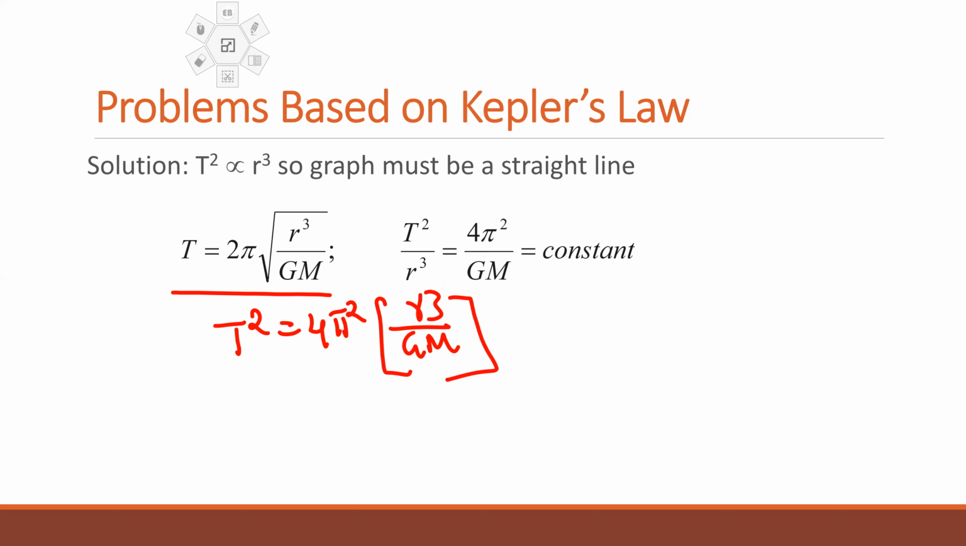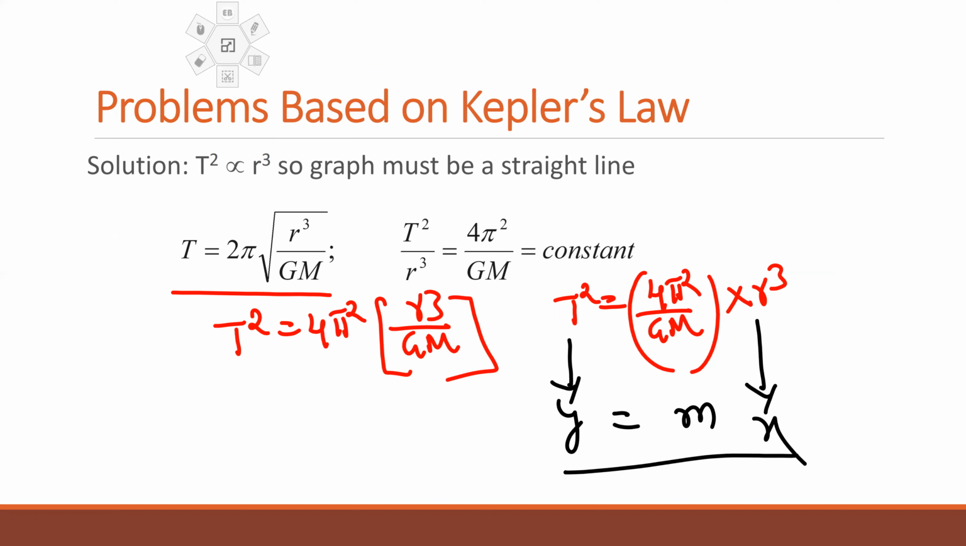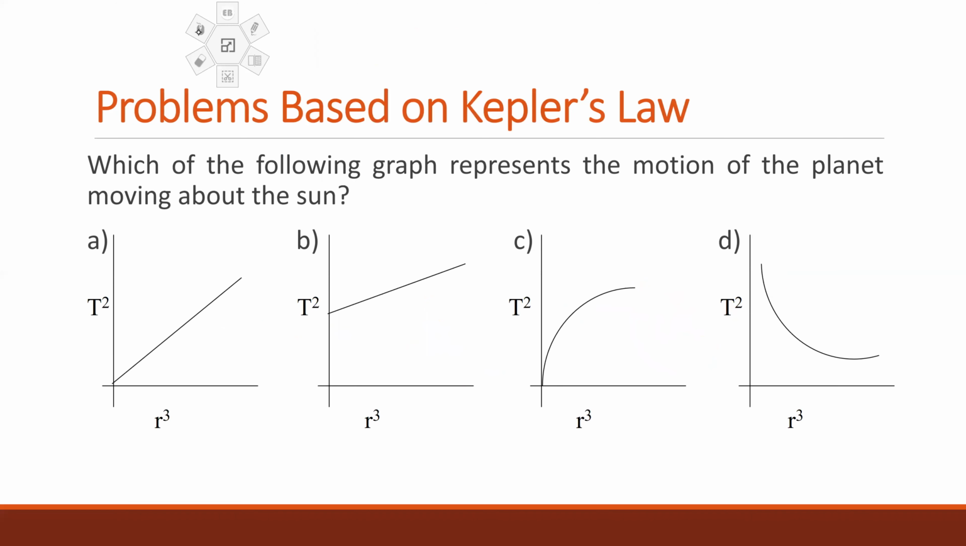Again, I will modify this equation. T square equal to 4 pi square divided by GM into R cube. Yes, same thing. Now you see, he plotted the graph. T square is the Y axis, R cube is along the X axis, equal to M, the slope. That means Y equal to MX. Y equal to MX means it must be a straight line.